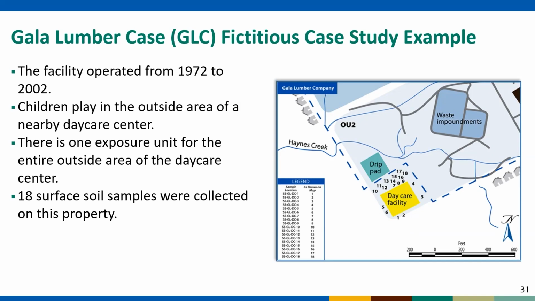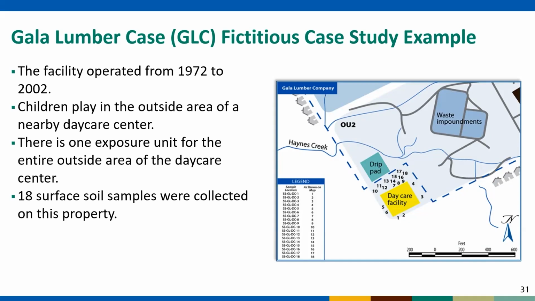As a quick recap, GLC operated from 1972 to 2002 and used chromated copper arsenate, or CCA, which contains arsenic, to preserve wood. The southwest quadrant of the map includes an uncovered drip pad where GLC placed CCA-treated lumber for many years. The uncovered drip pad is adjacent to land where a daycare opened in 2005. This daycare facility is an off-site facility off the southwestern corner of the site.